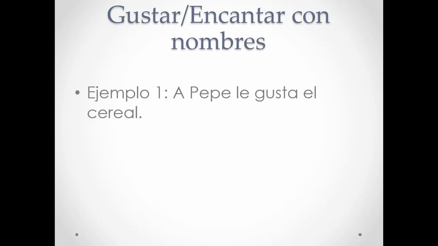So say you want to say Pepe likes cereal. The only correct way to say that is A Pepe le gusta el cereal. In English, I just say Pepe likes cereal. I don't say Pepe likes the cereal. In Spanish, when you use the verb gustar or encantar, you put el, la, los, or las before the verb.